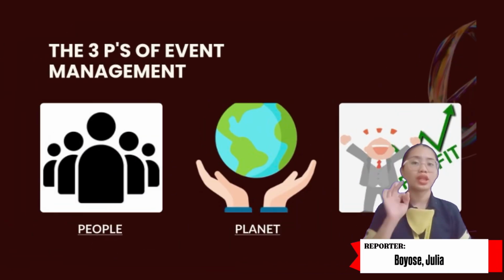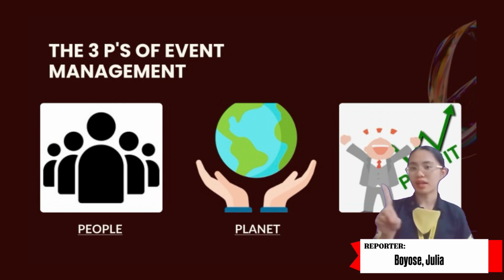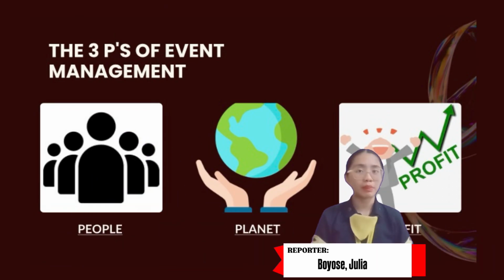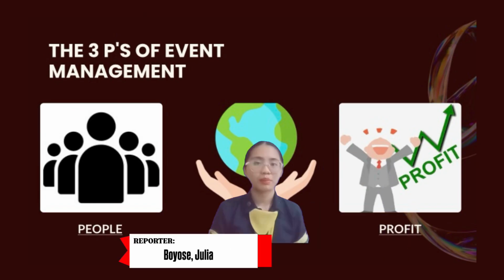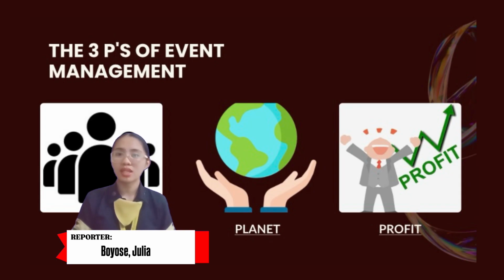So, there are three P's of event management. First is people, second is the planet, and third is profit. First, people: ensure the event benefits and engages the community, guests, staff, and stakeholders in a positive way. For the planet: making the event environmentally responsible by reducing waste, conserving resources, and being eco-friendly. And lastly, profit: it generates financial sustainability, ensuring the event provides value and meets the business or organizational goals.